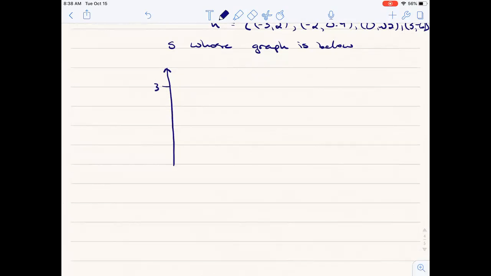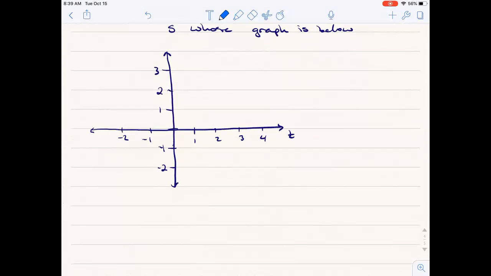So I'll say 3, 2, 1, -1, -2. Keeps going, of course. 1, 2, 3, 4. -1, -2. Definitely not perfect, but it works. Okay. I'll use a different color just to put these points on.